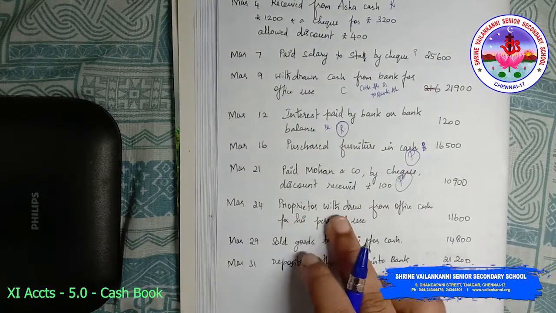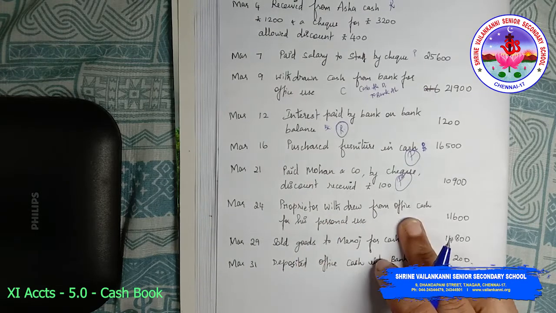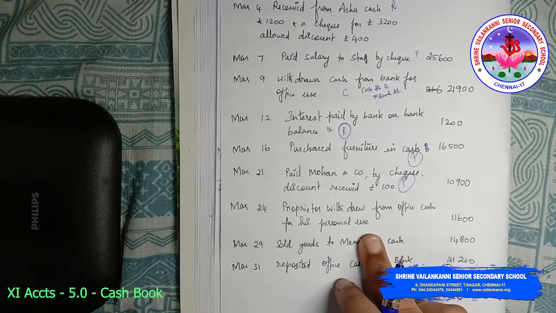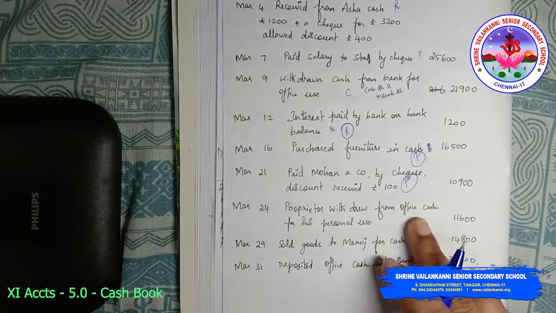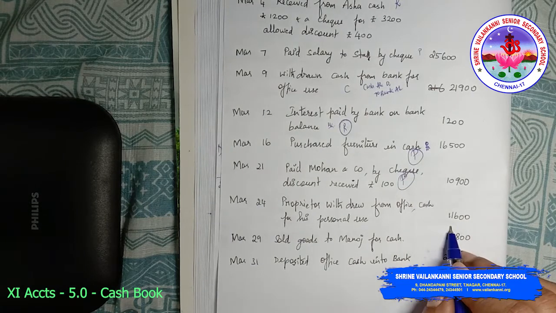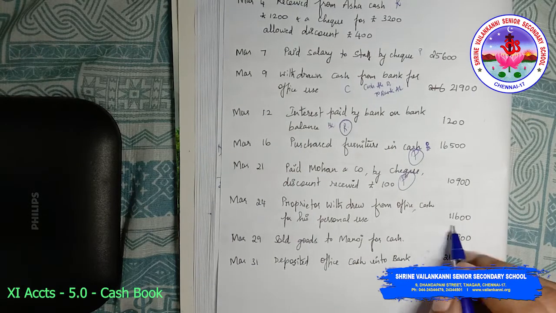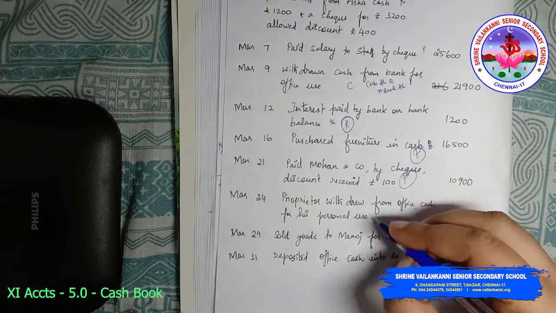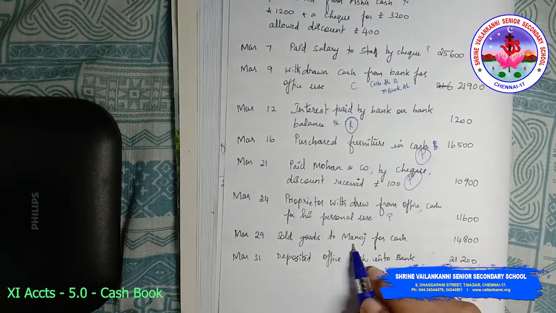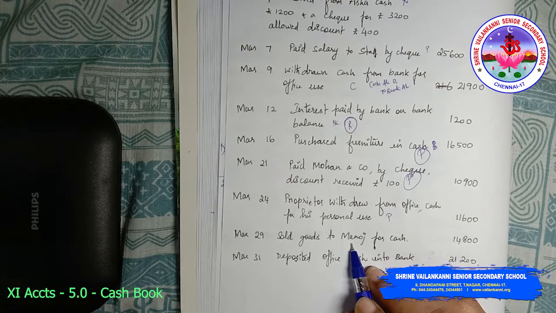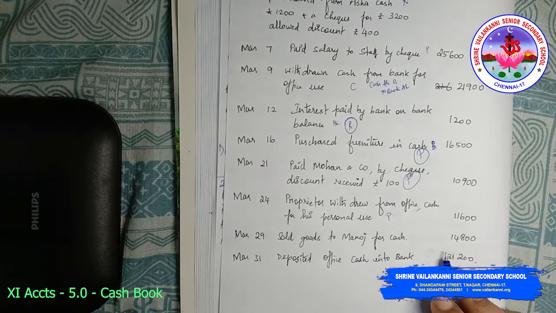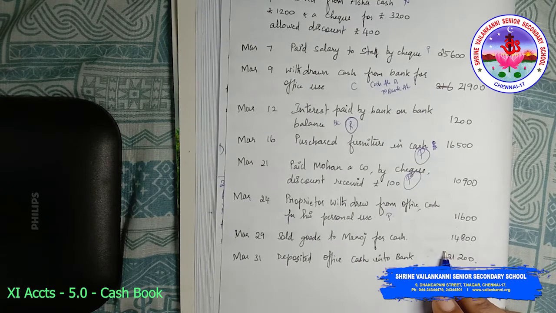Then proprietor withdrew from office cash for his personal use, 11,200. It is drawings. Cash is going out, so you have to write it as a payment. Then sold goods to Manoj for cash, 14,800.